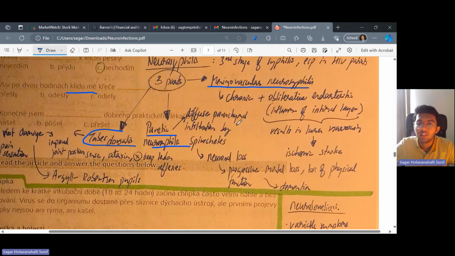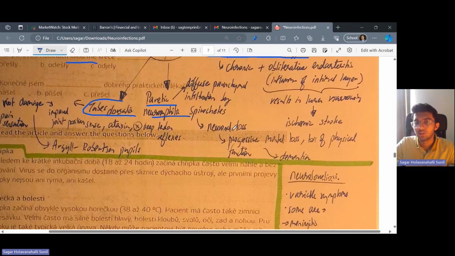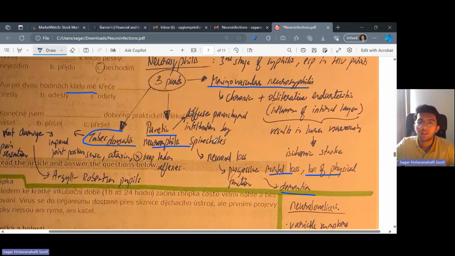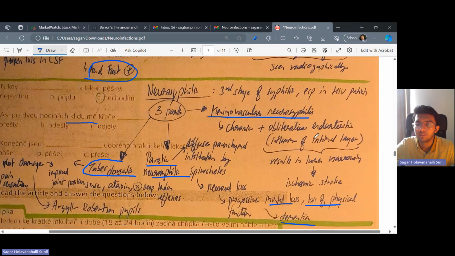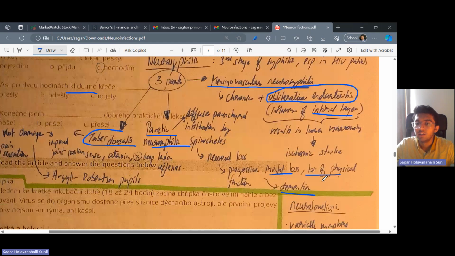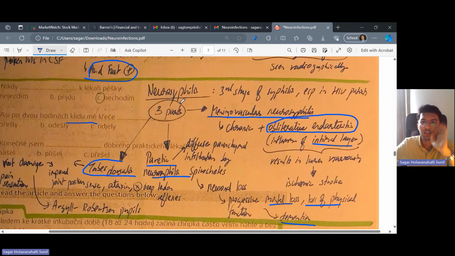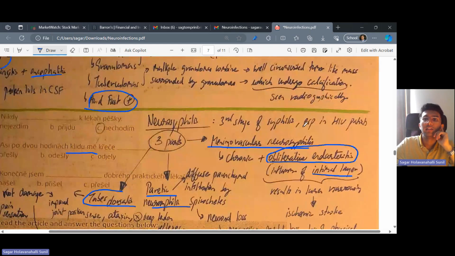Then paretic neurosyphilis. Paretic, parenchyma, just remember it like that. There is diffuse infiltration of the parenchyma of the cerebrum. Therefore, you're going to have loss of neurons, so loss of mental abilities, loss of physical abilities. There can be dementia. So paretic neurosyphilis just means involvement of the cerebrum as well. Meningovascular is nothing but obliterative endarteritis, inflammation of the arteries, especially the intimal layer. This inflammation of the intimal layer will cause lumen narrowing, obviously, and this can cause ischemic stroke. That's neurosyphilis. This is usually seen in HIV patients.